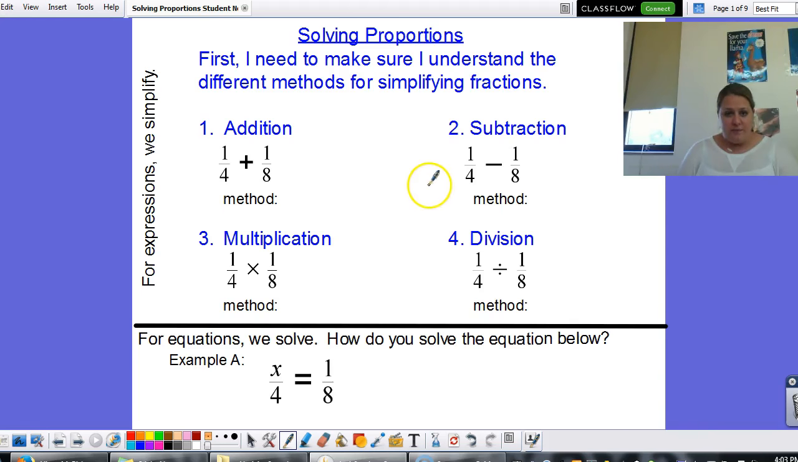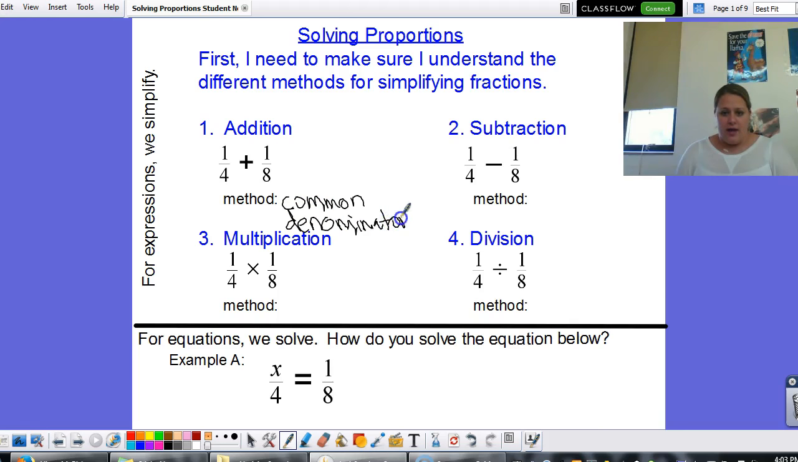So let's get started. First, what I have here are 4 problems involving just arithmetic. Notice that this is addition, subtraction, multiplication, division. The fractions are all the same, but the operation is going to be different. There's a reason why I'm revisiting this. So with addition, what's the method that we use? Well, we use getting common denominators. You cannot add fractions unless they are in a common form.